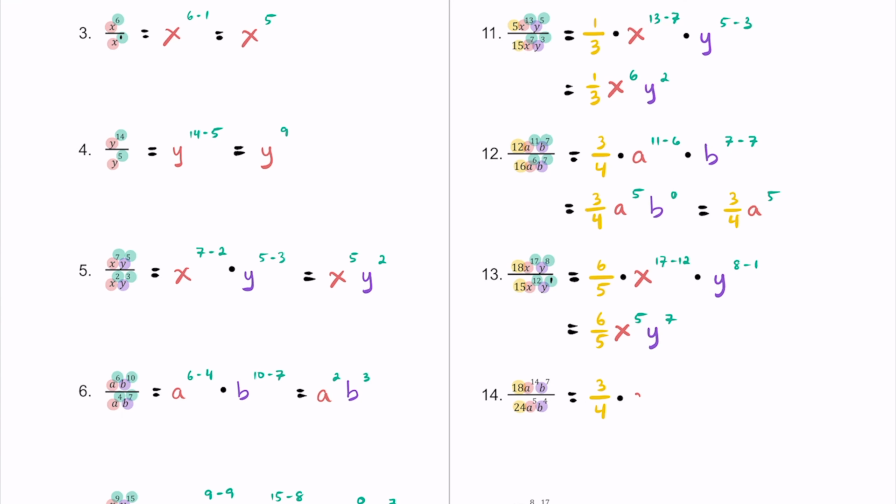And then for the base of a, we have a raised to the, let's see, that's going to be the 14th power minus 5th power. So it's going to be 14 minus 5 using that quotient rule. And then we're going to go ahead and multiply this by our last base.